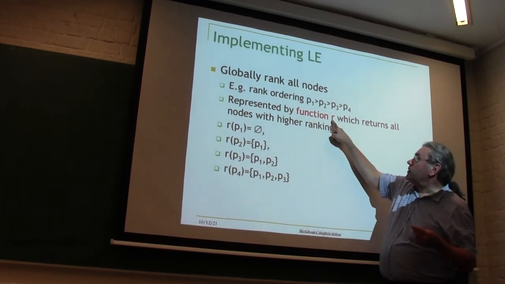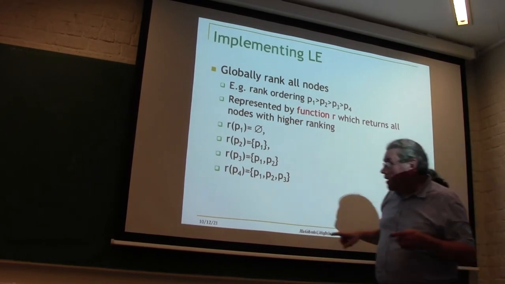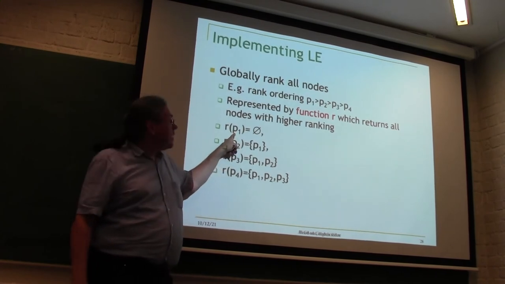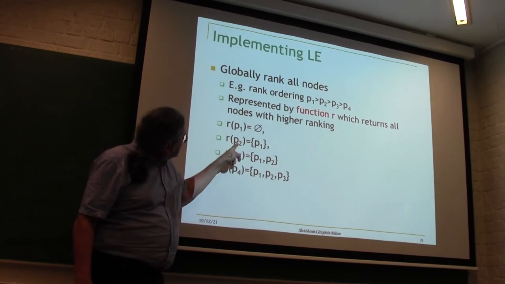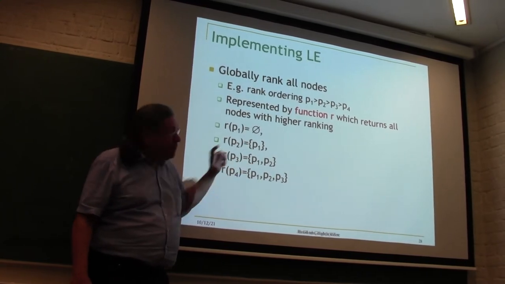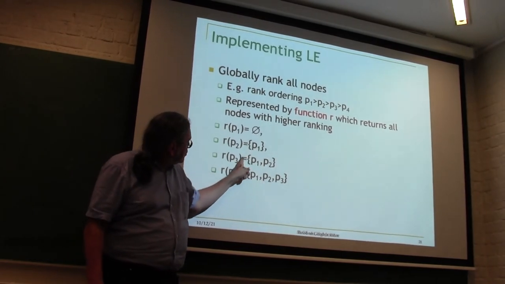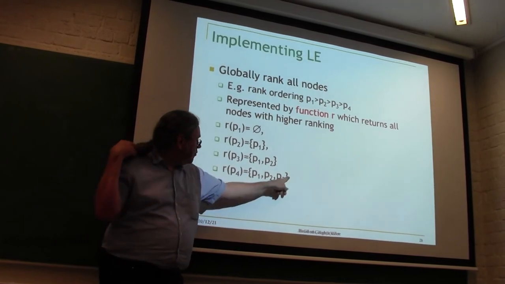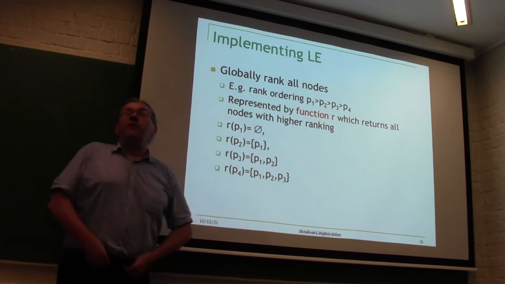And then we assume that there's this function, R, the ranking function, and it will tell me what are the higher ranked nodes. So P1 has the highest ranking, so R of P1 is the empty set. P2 is the second one, so R of P2 is the set containing P1. And R of P3 is P1 and P2. So these are all the higher ranked nodes. And R of P4 is P1, P2, P3. So this ranking function, we assume it exists.